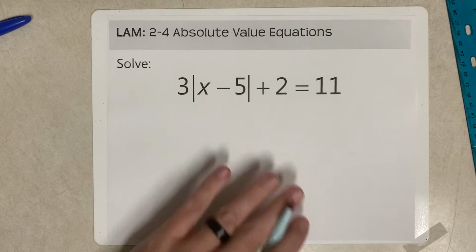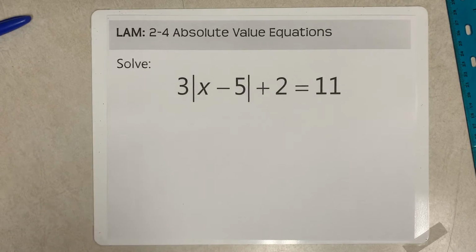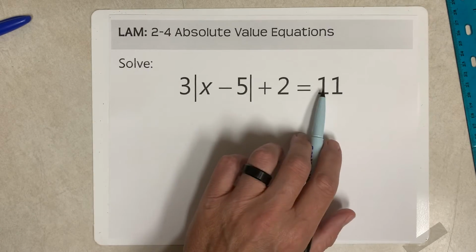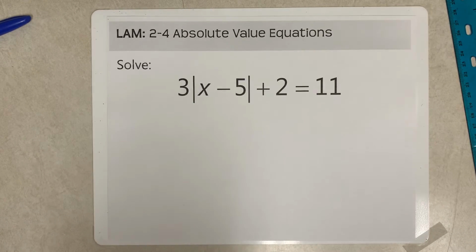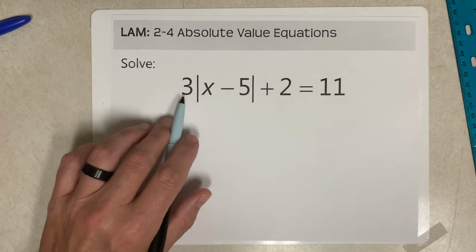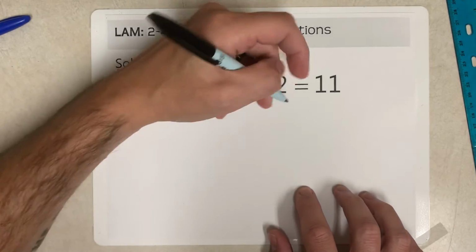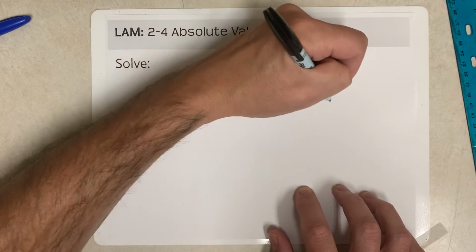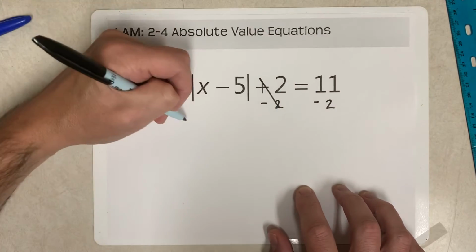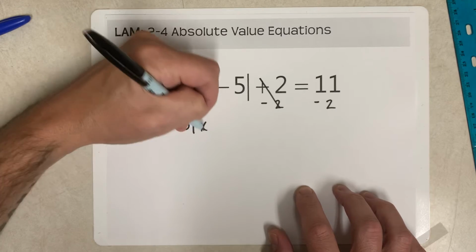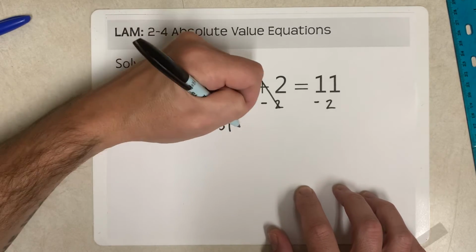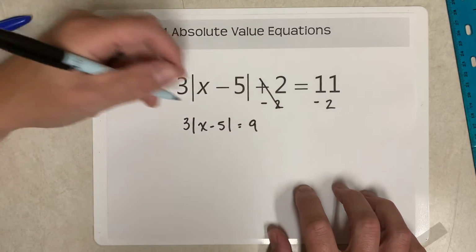Okay, now we're going to have a series of these happening, and this is pretty much as hard as it can get. This time you have to actually move the 2 over and then divide by 3. So don't divide by 3 first. Please don't do that. Move the constant over like always, like this. Bring down your 3 times absolute value of x minus 5 is equal to 9. Now divide by 3.